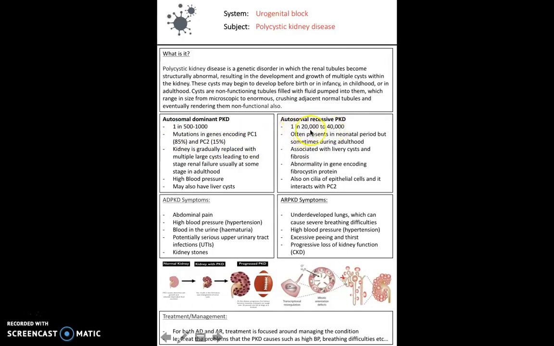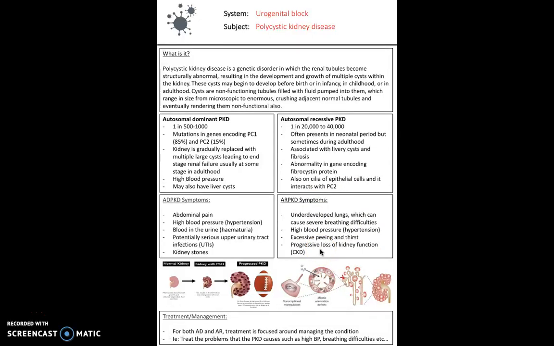It occurs in 1 in every 20,000 to 40,000 people, and it's due to an abnormality in the gene encoding for the fibrocystin protein. The symptoms are quite different as well: abdominal pain, high blood pressure, kidney stones, increased risk in the autosomal dominant patient, and with the autosomal recessive patient, they're likely to have underdeveloped lungs causing breathing difficulties, high blood pressure, excessive urination, and progressive loss of kidney function, potentially being labelled as CKD.